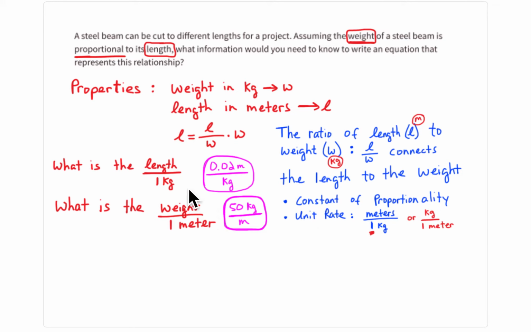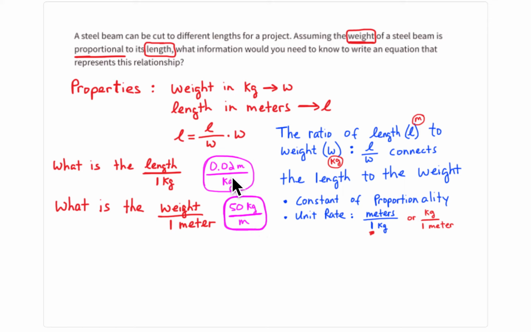So what is the length per 1 kilogram? Let's say that it is, you can get 2/100ths of a meter of steel beam for 1 kilogram. So not very long, because steel is heavy. So 1 kilogram, you're not going to get very much length. And you can also get 50 kilograms of steel beam for 1 meter. So the unit rate is length per 1 kilogram is 2/100ths of a meter per kilogram. And the unit rate for weight per 1 meter, these are reciprocals of each other, is 50 kilograms per 1 meter.